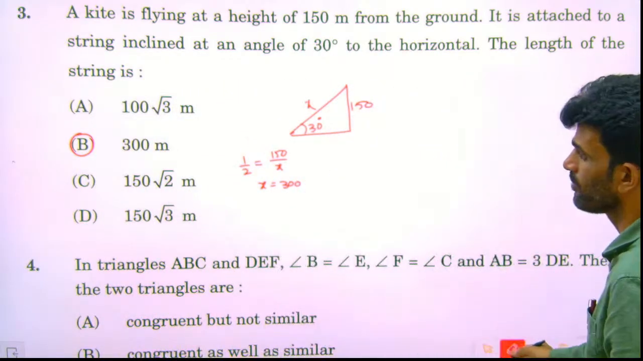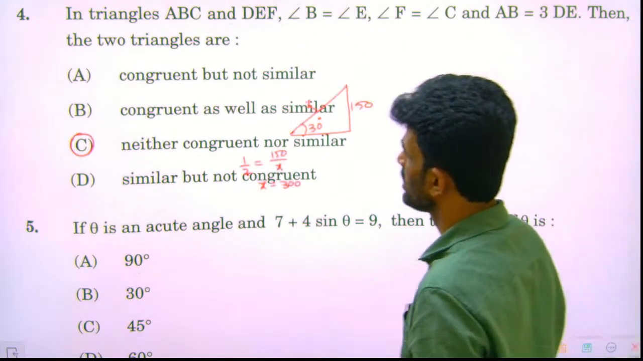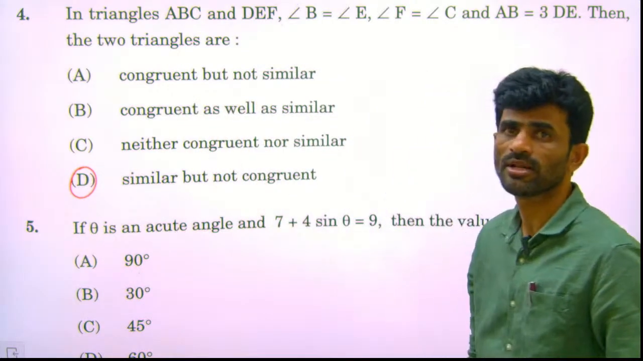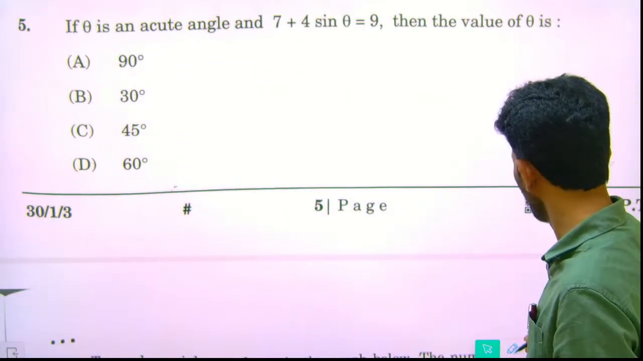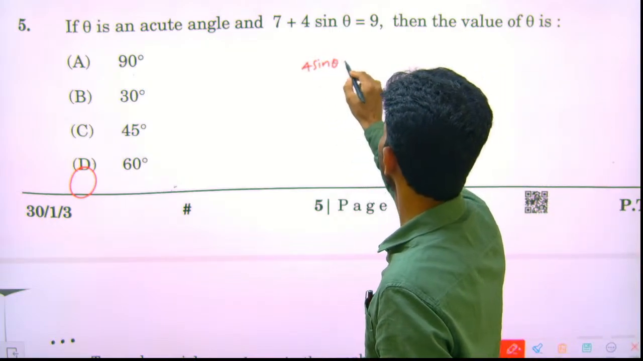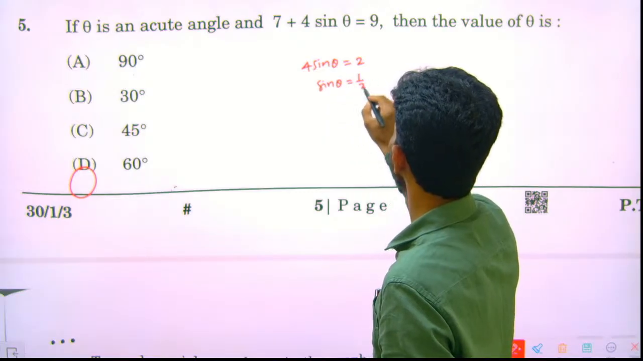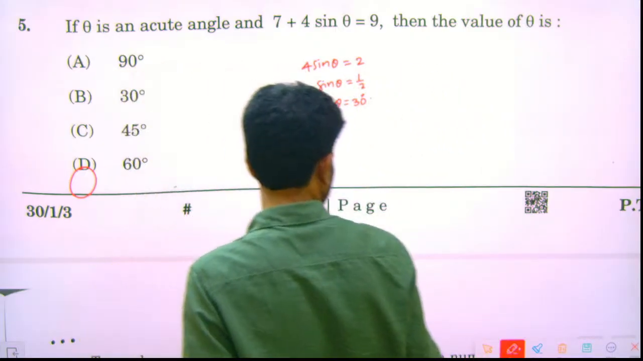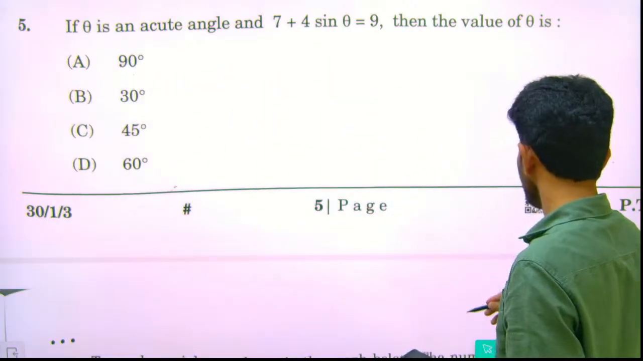Okay, question number 4, we already got it before also. What is it? Similar but not congruent. Question number 5 also we have done before: 4 sin theta is equal to 9 minus 7, we get 2. Sin theta is equal to 2 by 4, that is 1 by 2, then theta is equal to 30 degrees. Option B is correct here, fifth one.